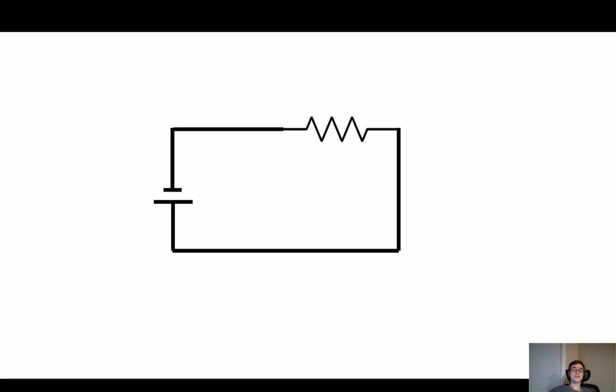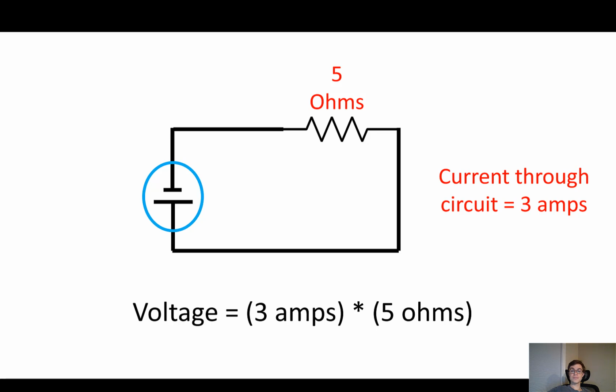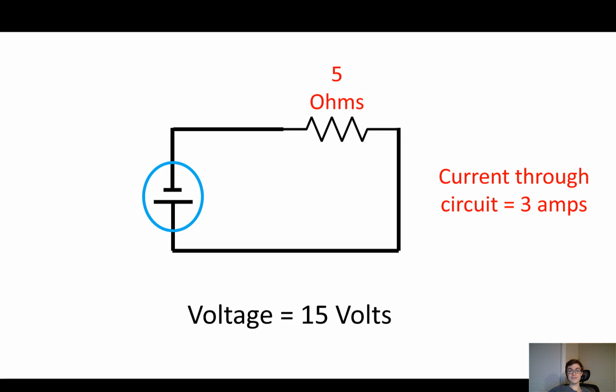What about this one? Well, I have the resistor on the top instead of on the side, but it doesn't matter, it's the same thing. If this resistor is 5 ohms, and the current through the circuit everywhere is 3 amps, then what's the voltage of the battery? And you can figure that out using Ohm's law once again. V equals IR. Voltage is equal to the current times the resistance. So the current in this case is 3 amps. The resistance in that resistor is 5 ohms. So to figure out the voltage, you just multiply. 3 times 5 is 15 volts.